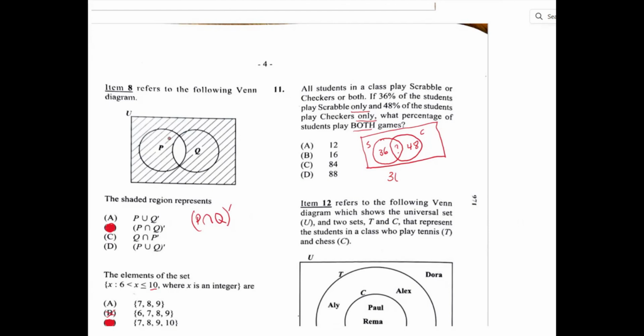So that's what I was going to do in the absence of drawing the Venn diagram: add the two. Let me just assume that everybody will know how to add 36 and 48 in the head. 6 and 8 is 14, 3 and 4 is 7 plus 1 is 8, so 84, and then 100 take away 84. 10 take away 4 is 6, 9 take away 8 is 1. The answer is 16.